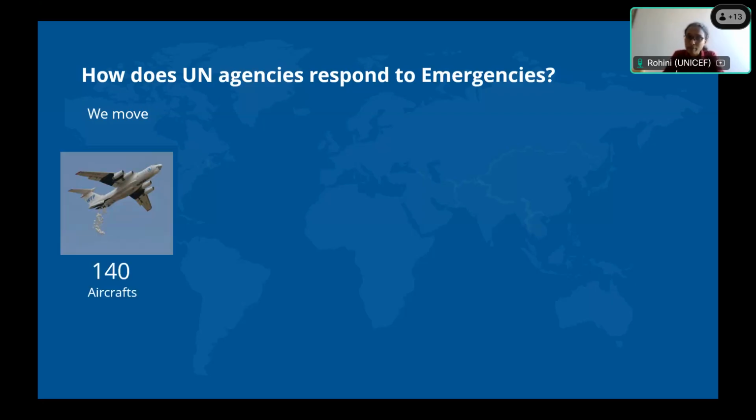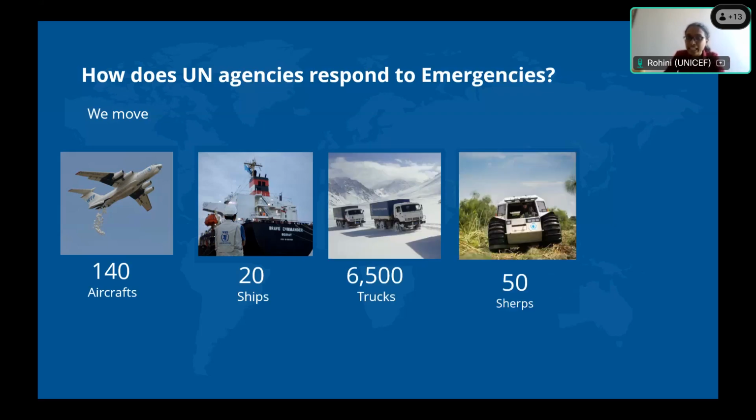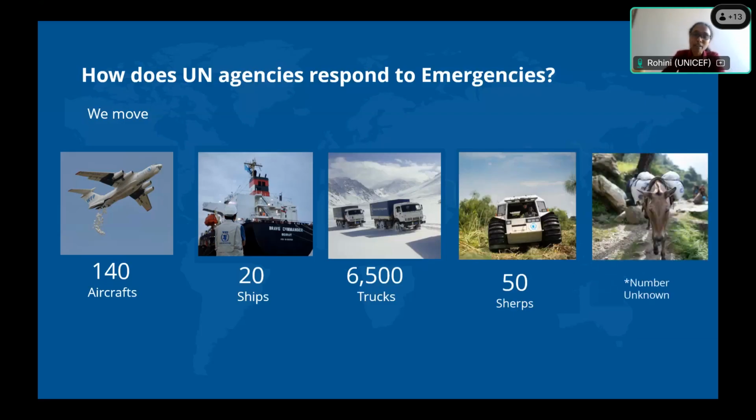The World Food Programme alone has 140 aircraft, 20 ships, over 6,500 trucks, and 50 innovative ships which can go in any terrain. And believe it or not, we don't even know how many donkeys and horses are used in areas where we couldn't access at all. This is an example from the Nepal earthquake. Irrespective of where it is in the world, our aim is to get there.